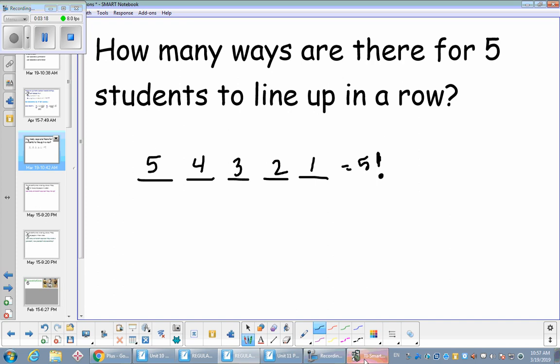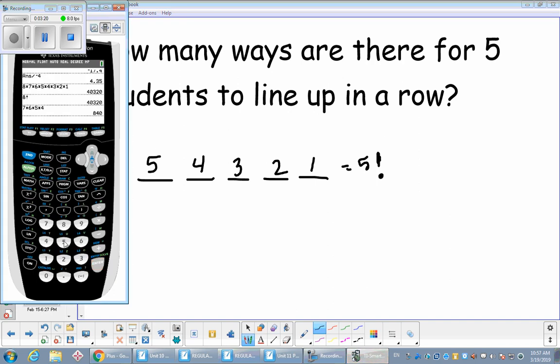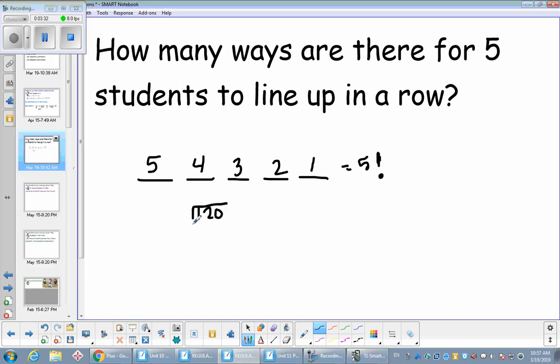And again, I could remember how to use my calculator to do that. I can type in 5 math over to prob down to number 4, and it will calculate it for me. 5 factorial is 120. You could also multiply 5, 4, 3, 2, 1 in your calculator if you don't have a calculator that has that button. All right, so that's factorial.